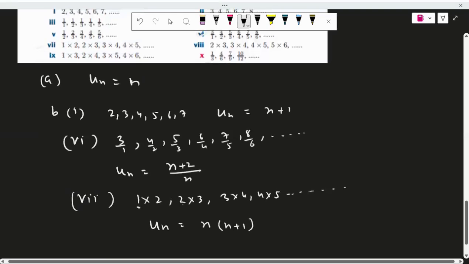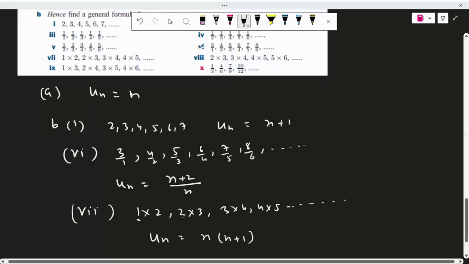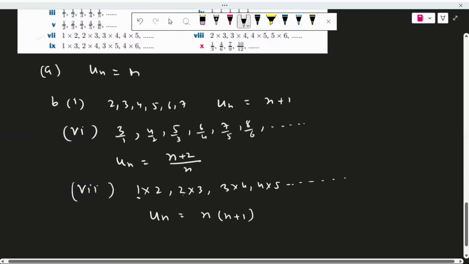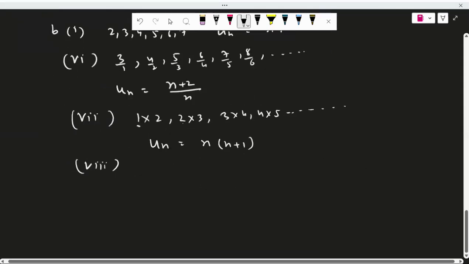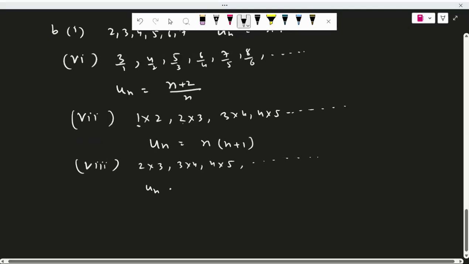Question number, we are doing question 6, 8th part. The 8th part is 2, 3, 3, 4. Okay. 2 into 3, 3 into 4, 4 into 5, and so on. Yes, Rajvi. What will be the general formula for this?